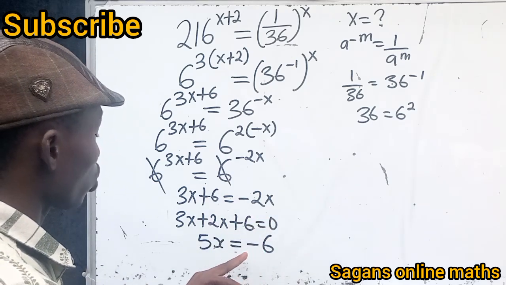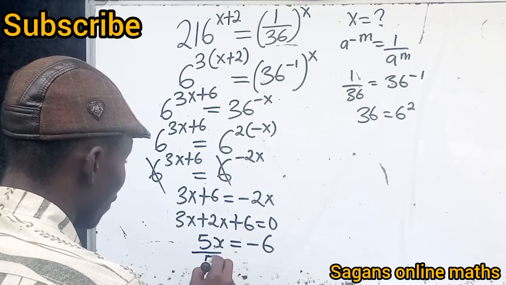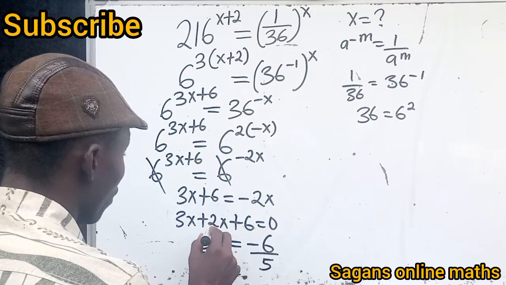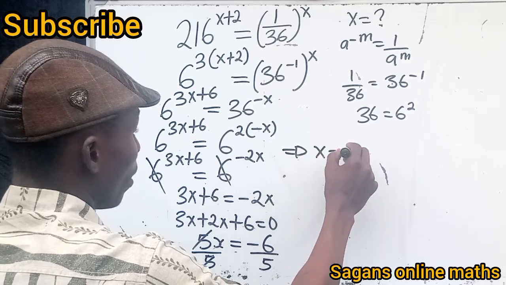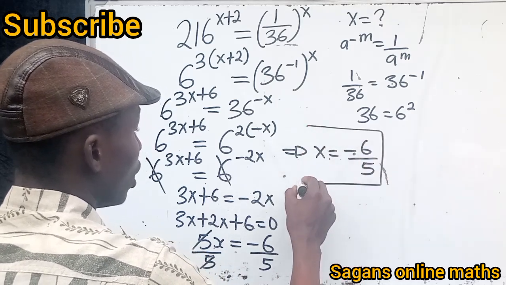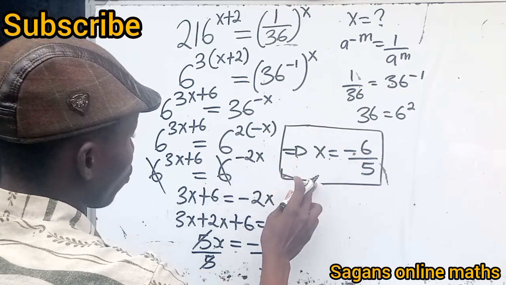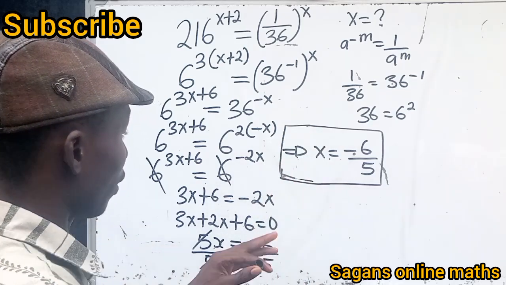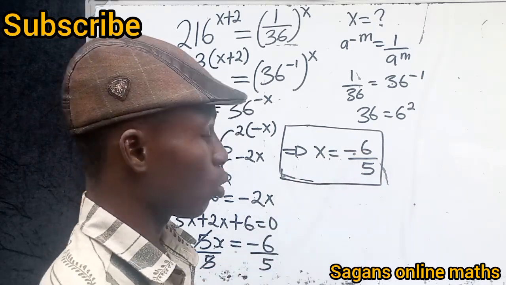So for us to have the value of x, I have to divide both sides by the coefficient of x. So if we divide here by 5, I also divide here by 5. 5 will go. This implies that our x is equal to minus 6 divided by 5. This is the value of x. x is equal to minus 6 divided by 5, and this is the solution to this particular problem.